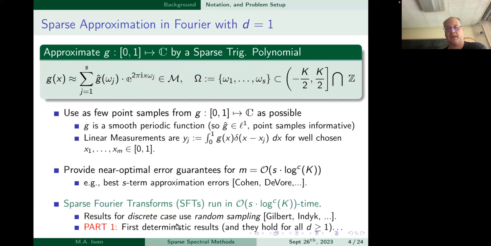So in the discrete case, there are results like this going back about 15 years or so due to Anna Gilbert, Piotr Indyk, and a bunch of other folks. In this first part, I'll show you deterministic results that hold for all d greater than or equal to 1. They'll come in handy when we're talking about approximating functions of many variables using trigonometric polynomials, and give you fixed grids that you can always use on the d-dimensional torus for solving that problem.